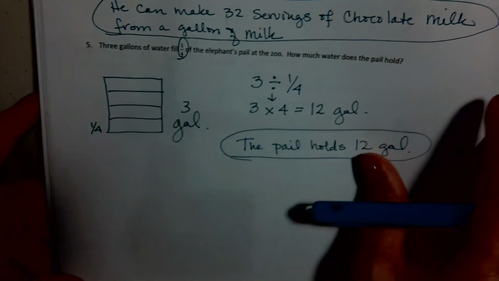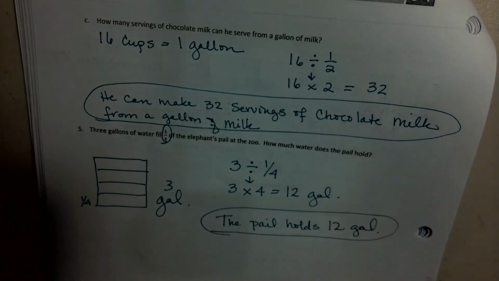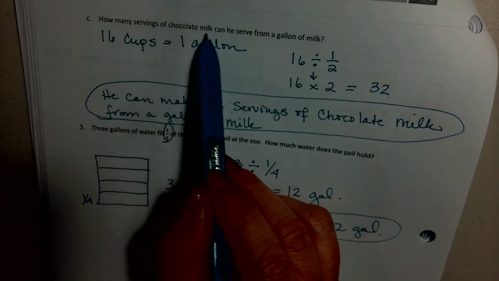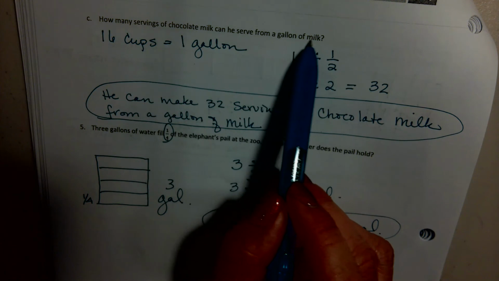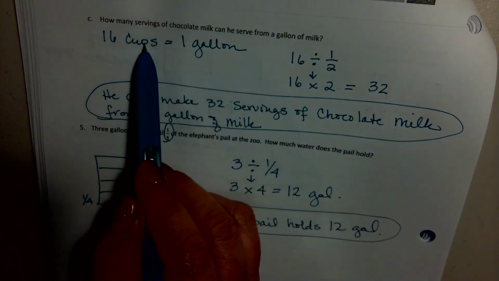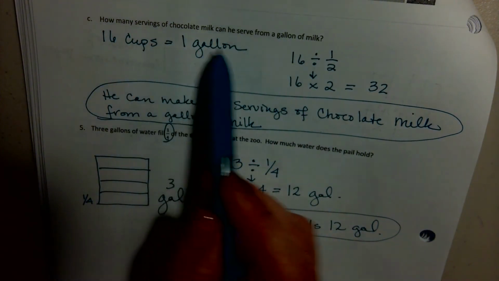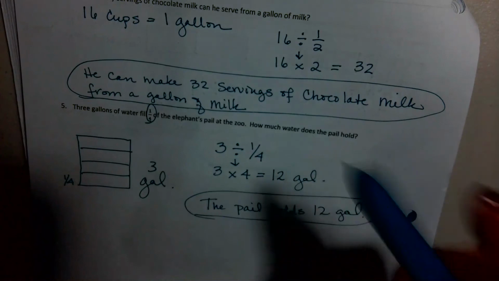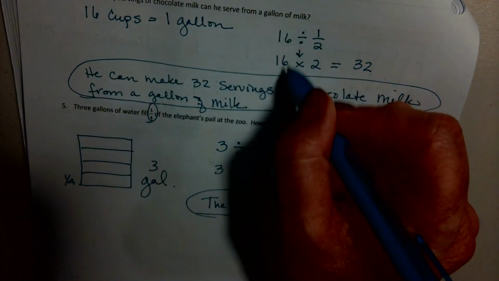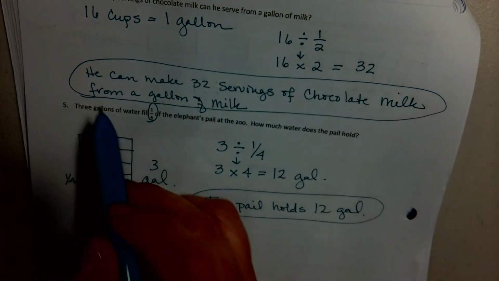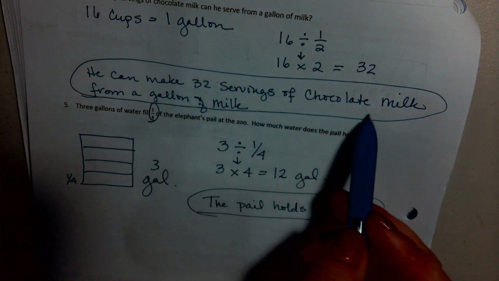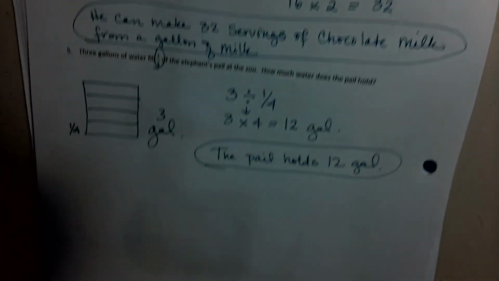And lastly, how many servings of chocolate milk can he serve from a gallon of milk? If there's 16 cups in 1 gallon, and you need how much? You need a half of a cup of chocolate milk. So how many half cups are in 16? 16 times 2 is 32. He can make 32 servings of chocolate milk from a gallon of milk.